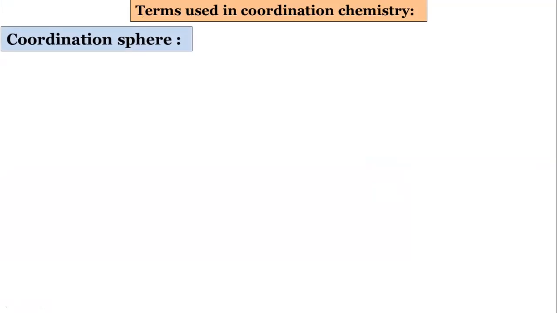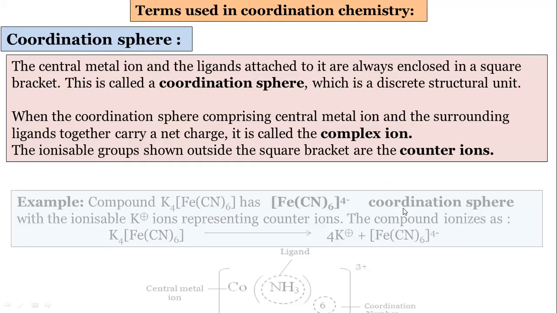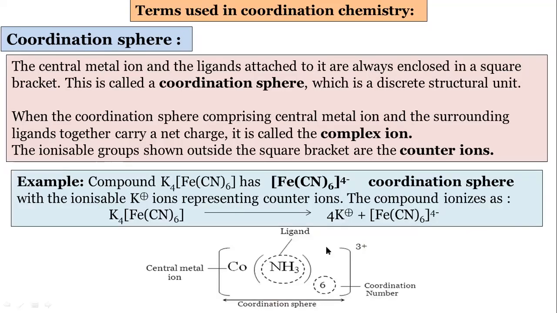Many students were absent in the last lecture, so again I am going to repeat this part. What is meant by coordination sphere? Whatever is included in the square bracket is called the coordination sphere. It contains the central metal atom and the ligands attached. This is a discrete structure, we cannot separate it, and such a compound is called a coordination sphere.